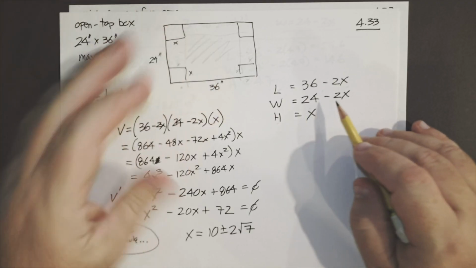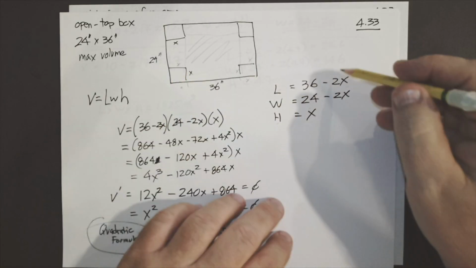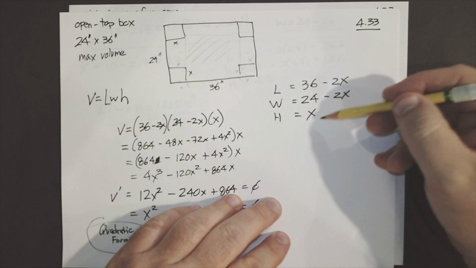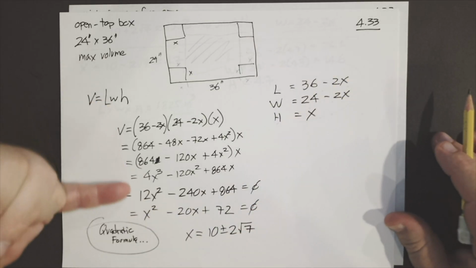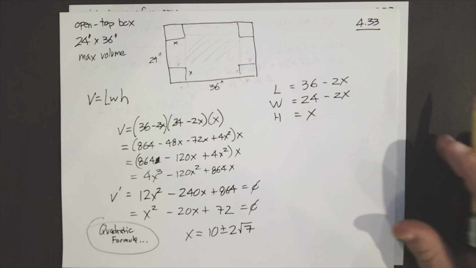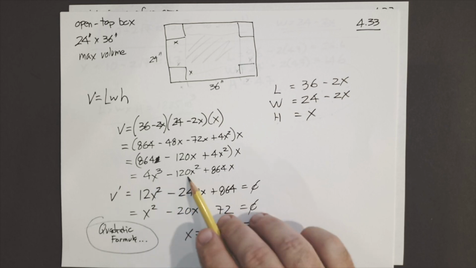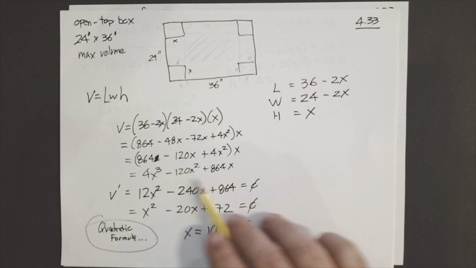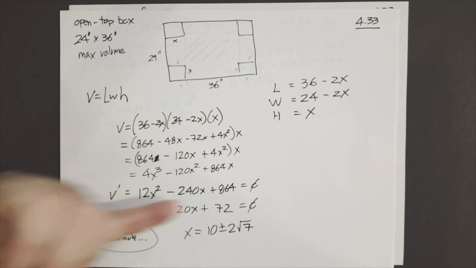And then what's the height of the box? Well, the height of the box, once you fold that side up, it's just going to be x. So here's my length, width, height. I'm literally going to multiply those all together. I did the work here. I'm not going to go through it with you, but you could certainly look there, and we get to here: 4x cubed minus 120x squared plus 864x. Take the derivative of that, I get this.